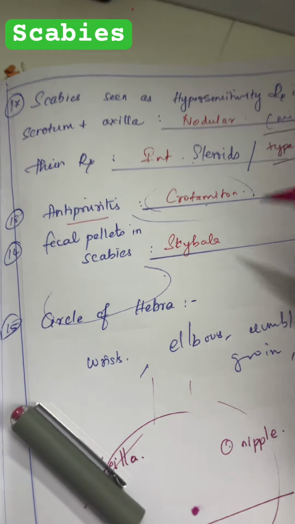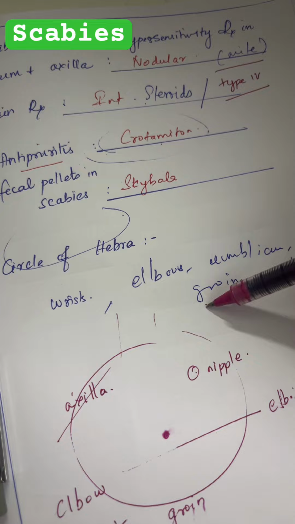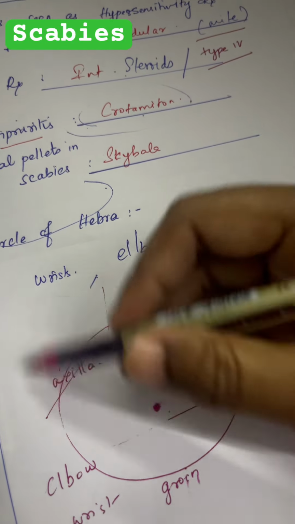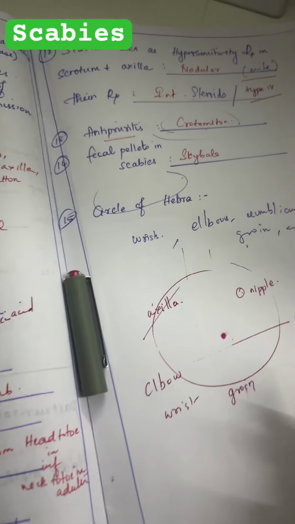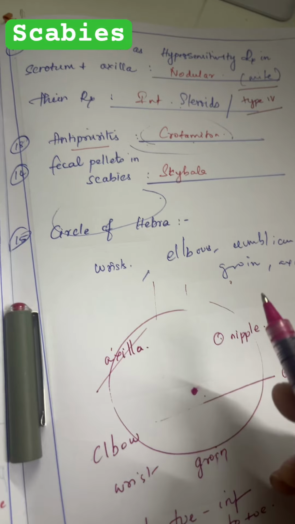And the circle of Hebra, you know. So that is the axilla, wrist, elbow, nipple, groin, and you have the umbilicus. So that is forming the circle of Hebra. So that's about scabies, people. Bye. Along with the finger web space, that's forming the circle of Hebra.